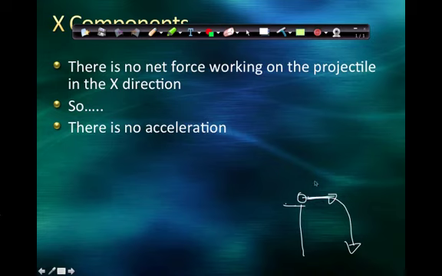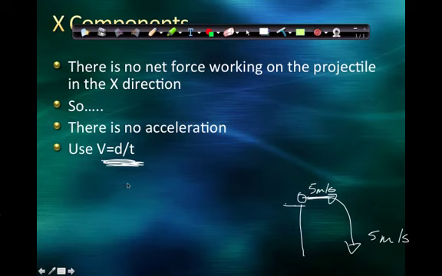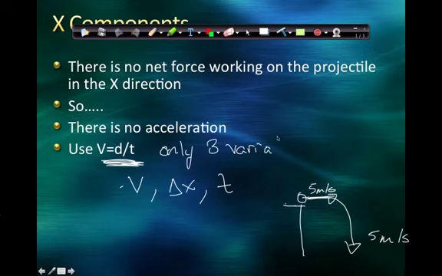So in this direction, if the velocity starts at 5 meters per second in the x direction, it will be 5 meters per second at the end of the trip because there's no acceleration, and that includes slowing down or speeding up. So in the x direction, we're going to be using this equation. In your x direction, you only have 3 variables. You have the velocity, you have the displacement or the distance, and you also have the time. So there's only 3 variables in the x direction.